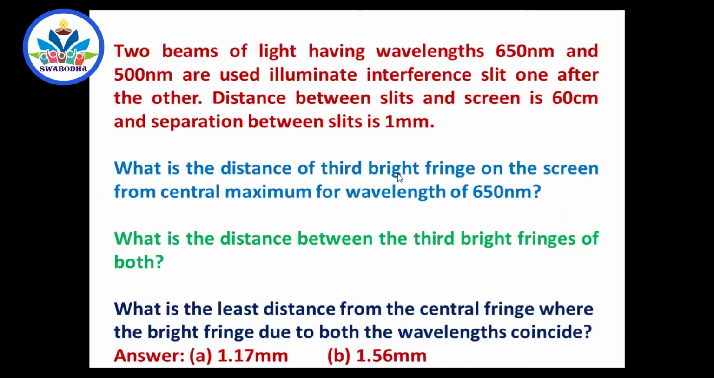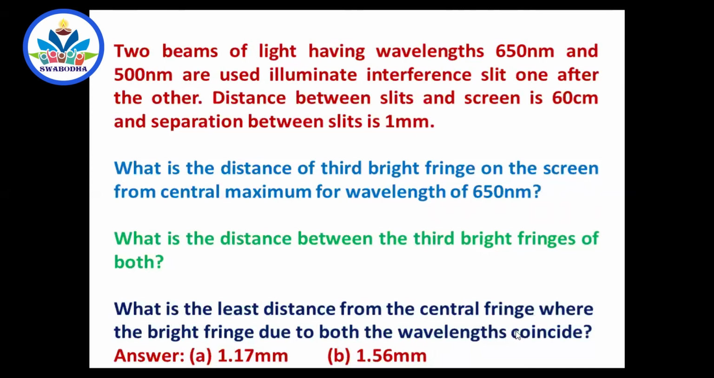Of course, 3 beta, but for beta lambda, this should be used. What is the distance between the third bright fringes of both? If both the lights are switched on, what is the distance between the third fringes of both? Third fringe of this 500 nanometer, third fringe of 650 nanometer. What is the distance between them? So you find out what is the 3 beta for this one, 3 beta for this one, subtract them. That's what you have to do.